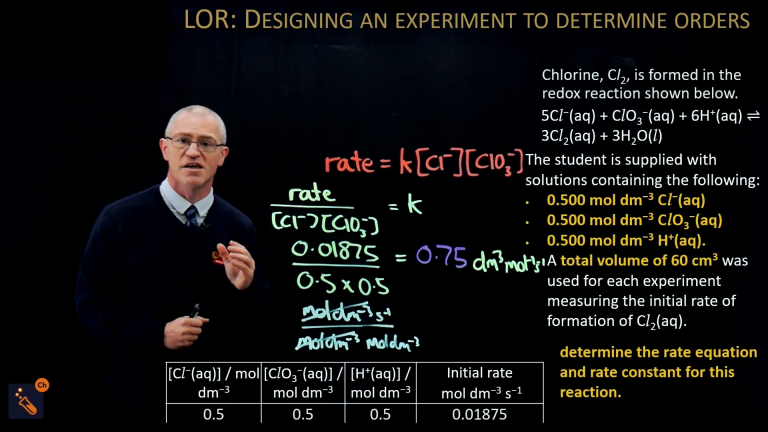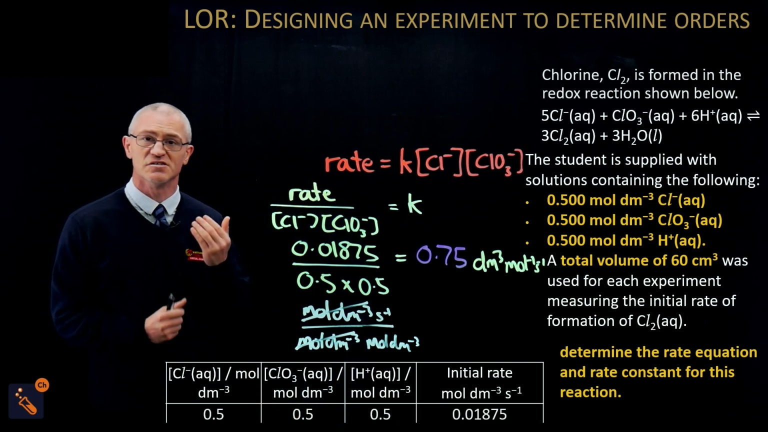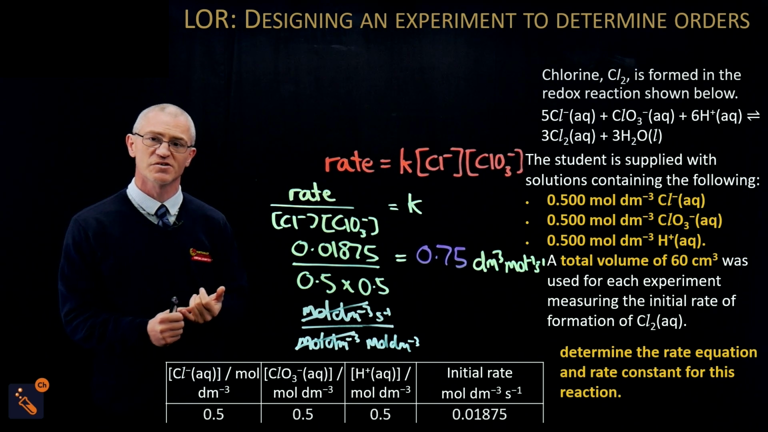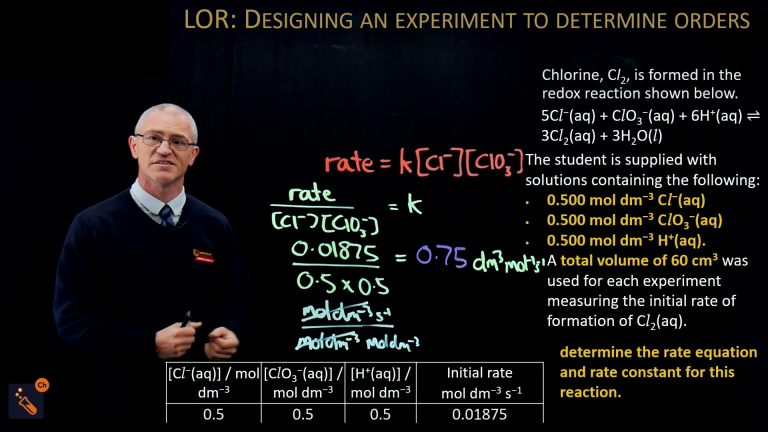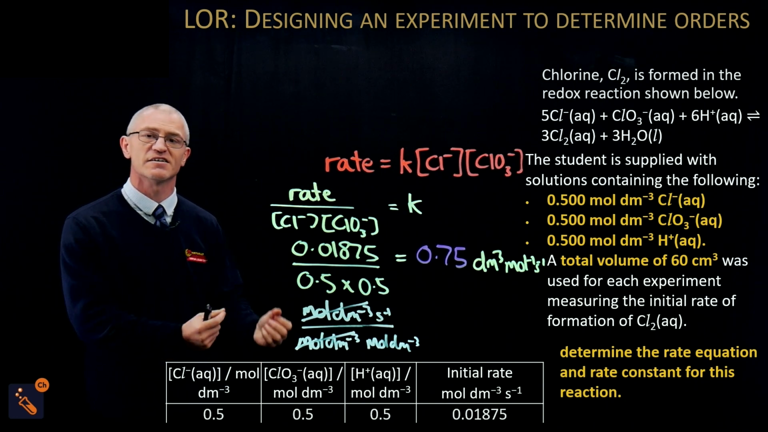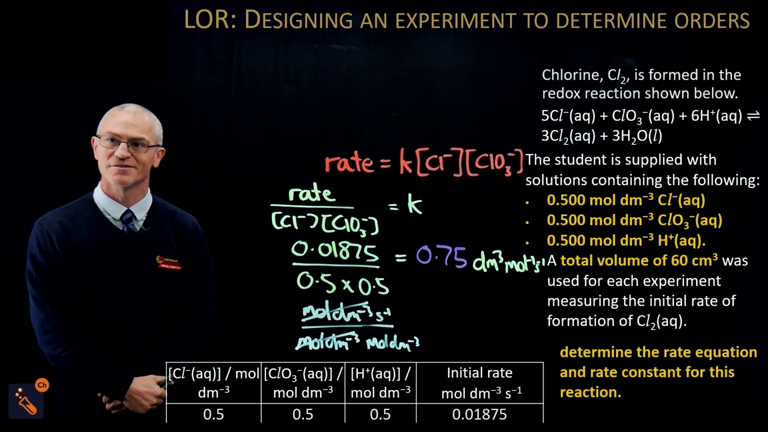Okay, and that is how you design an experiment when you're given concentrations of the original, then determine the orders from the data, then calculate K, and then do your units.